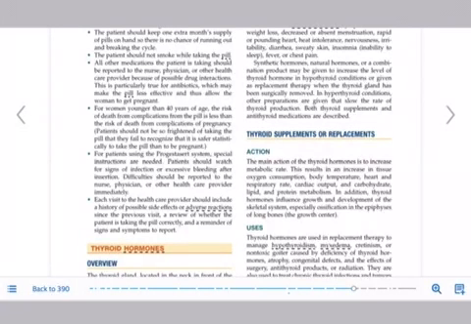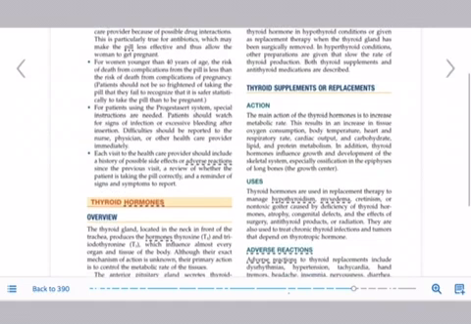Okay, thyroid supplements or replacements. The action is to increase metabolic rate. That's your thyroid hormone replacements, like your Synthroid. Increases metabolic rate, increases tissue oxygen consumption, body temperature, heart and respiratory rate, cardiac output, carbohydrate, lipid, protein metabolism. It influences the development of the skeletal muscle system.